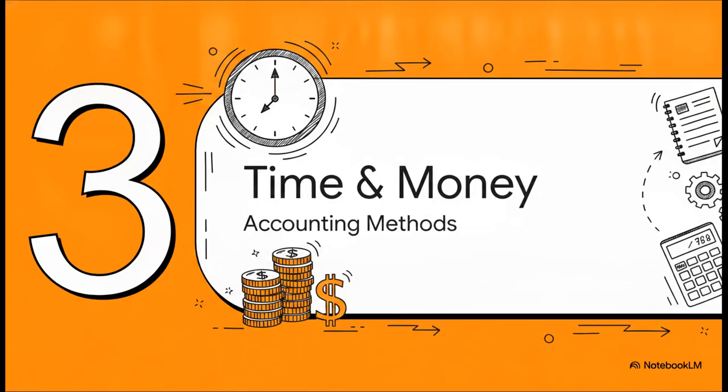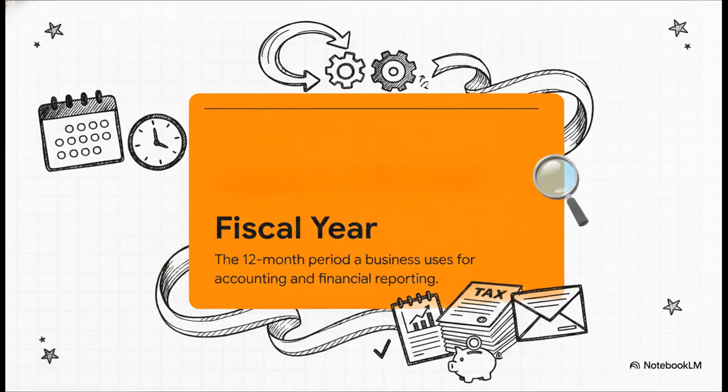All right, Section 3, Time, Money, and Accounting. First up is your fiscal year. This is just the 12-month period your business uses for accounting and reporting. Now, a lot of small businesses use a standard calendar year, January 1st to December 31st, but not every business does. This isn't something you want to guess on because it dictates how your annual reports are organized.